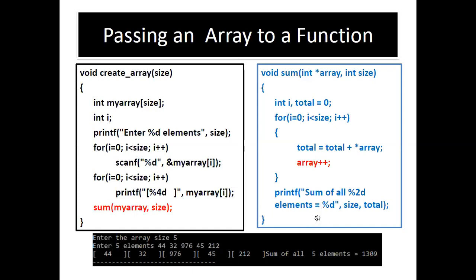Finally, we are going to print it with the help of the sum of all these many elements equal to this. Sum of 5 elements are this. So size and total. This is the code where we pass an array to a function, and this time we are one step ahead. In the first program we just passed the size and created an array in another function, and here not only have we created an array in another function, we have also taken care that we are passing the address of an array and how to handle it.